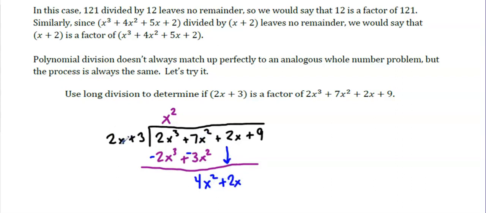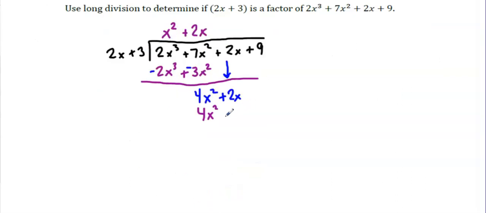So what times 2x will give me 4x squared? And that would be 2x. 2x times 2x is 4x squared. And 2x times 3 is 6x. 2x minus 6x is negative 4x. And I'll bring down this plus 9.